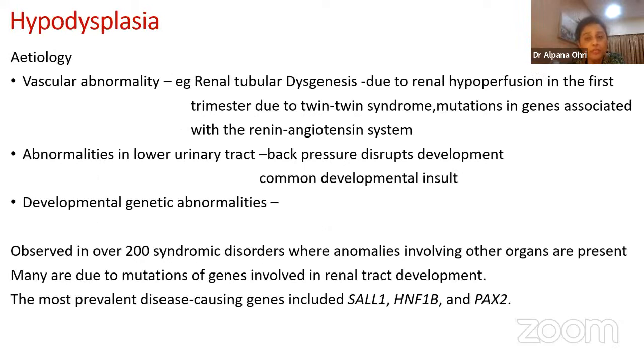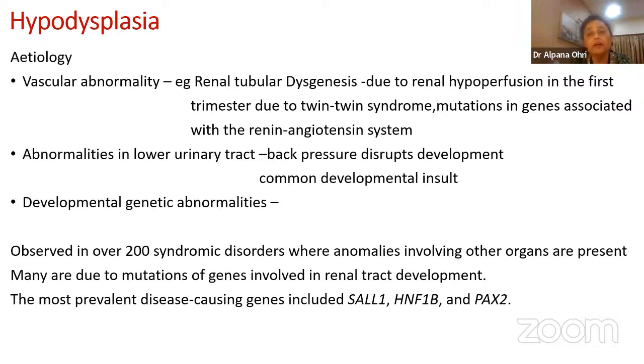As for the etiology of hypodysplastic kidneys, vascular abnormality may be a culprit in a certain number of cases, like we have seen renal tubular dysgenesis occurring due to renal hypoperfusion in the first trimester due to twin syndrome. Certain schools of thought think it is abnormalities in the lower urinary tract which lead to renal hypodysplasia because of back pressure, which happens during the critical period of development.